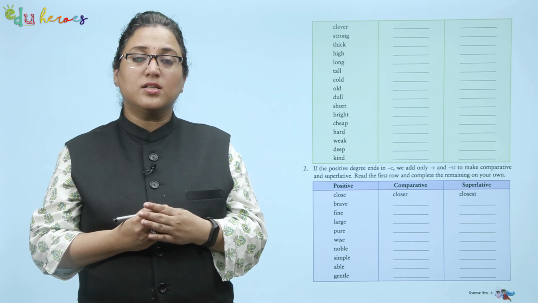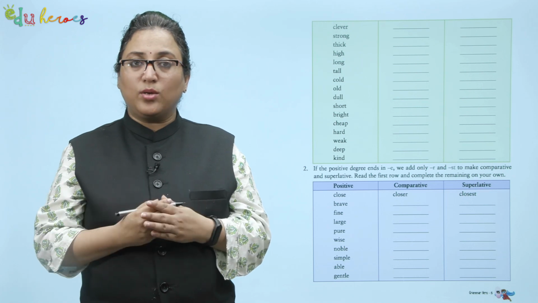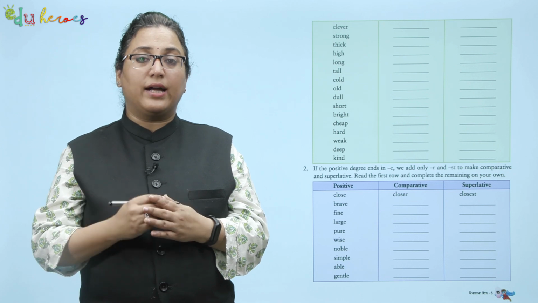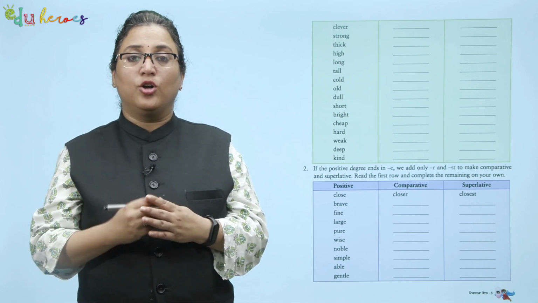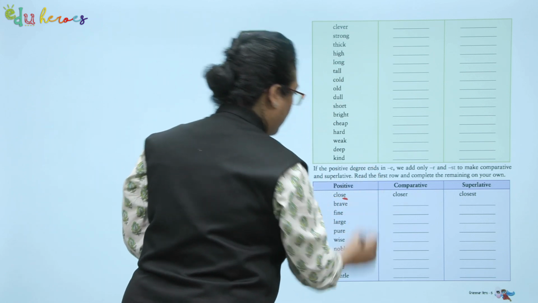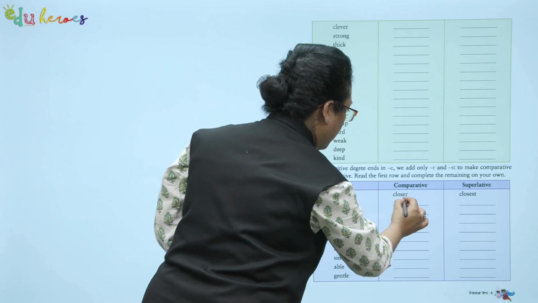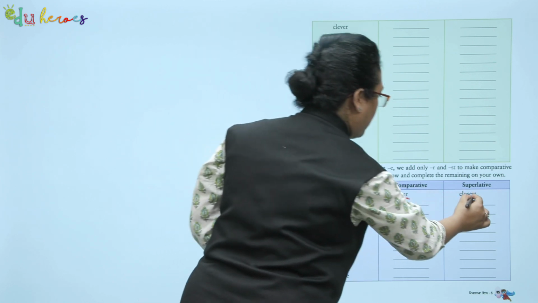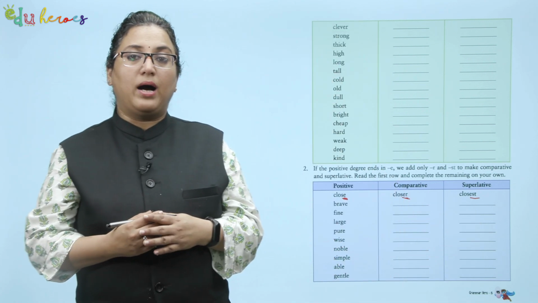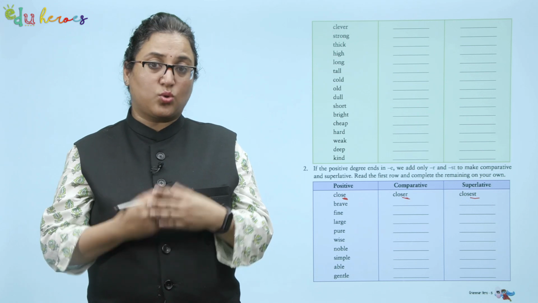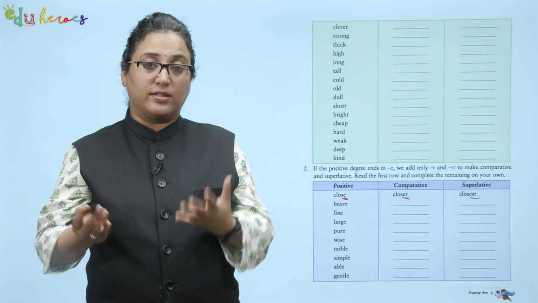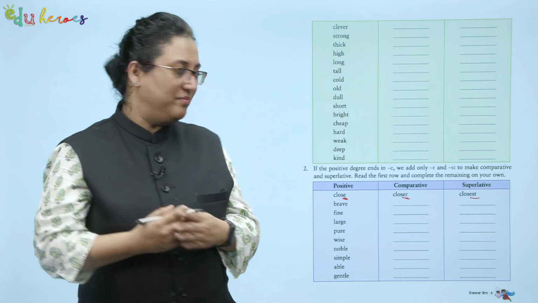Close. Close is positive degree. And what is it ending with? E, right. Then we shall not add ER. We will only add R to make comparative. Let's see. It's close here. Already we have E. So we have only added R. It becomes closer. And closest, only ST. My house is the closest to the school. So this is how we use the superlative and comparative. Let's proceed now.